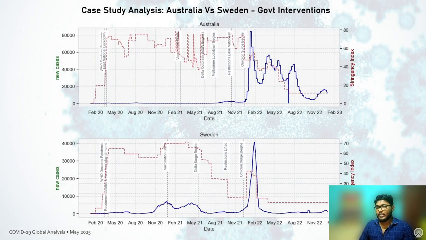As we see here, for Australia versus Sweden, we use new cases for the y-axis, and for the x-axis we use date. Why I chose Australia versus Sweden here is because these two countries had a very contrasting response to the pandemic. Australia, as we know, had a very stringent policy, while Sweden had a very controversial policy where instead of a nationwide lockdown, they resorted to a very relaxed option where they had recommendations and public services.